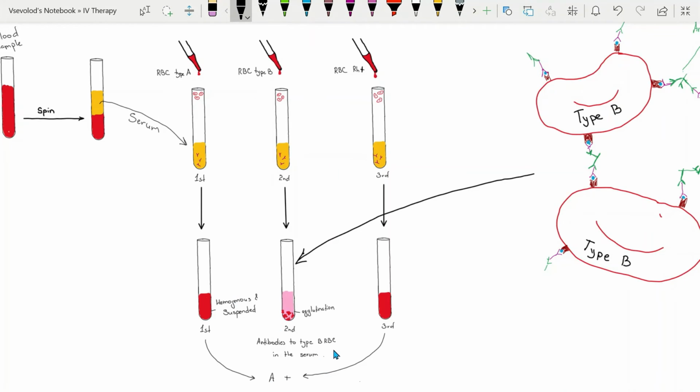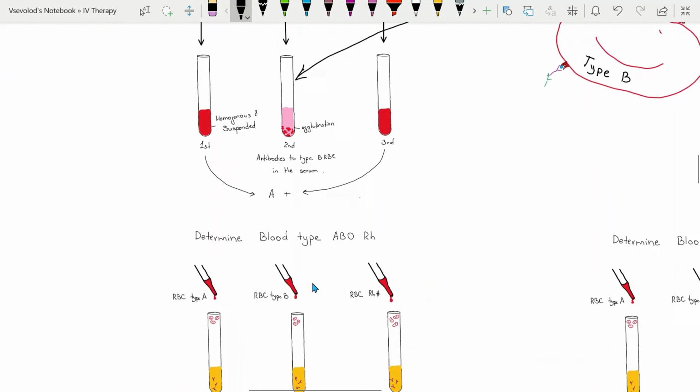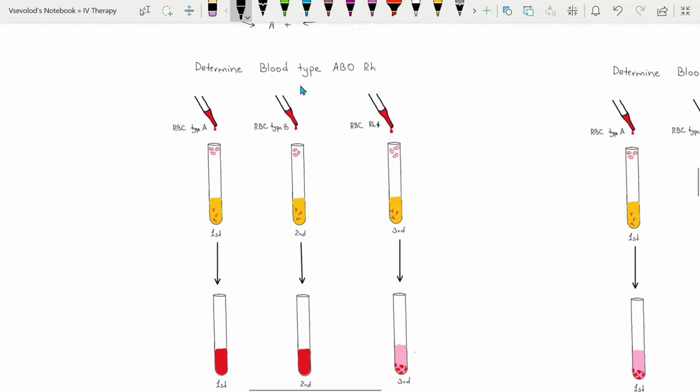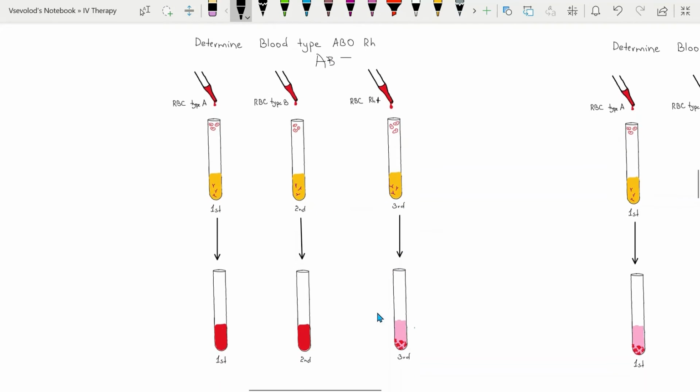Next example, if the patient blood type is AB negative. So the patient's serum will not have A or B antibodies, but it will have the Rh antibodies. In the third test tube, antibodies will bind to Rh positive red blood cells, and after addition of anti-human antibodies, antibodies and cells will link, producing visible clumps or agglutinated cells on the bottom of the test tube.